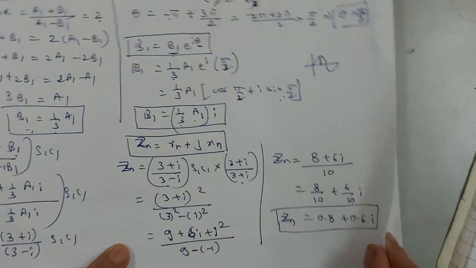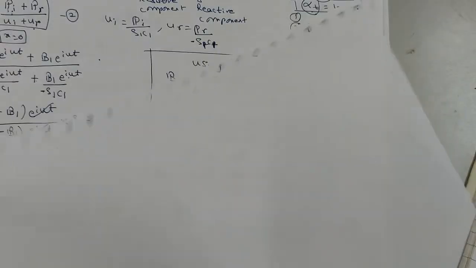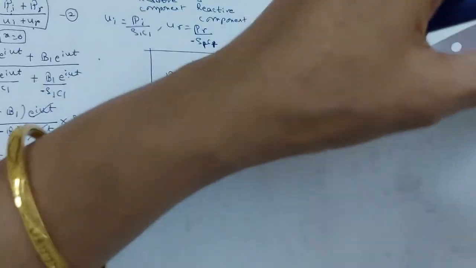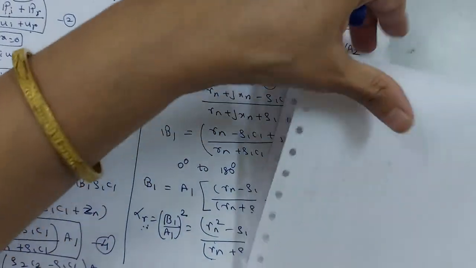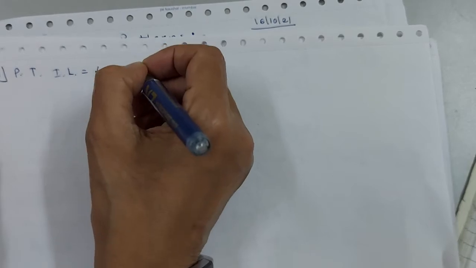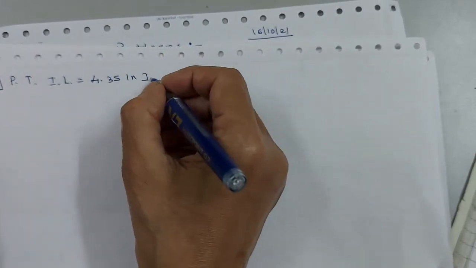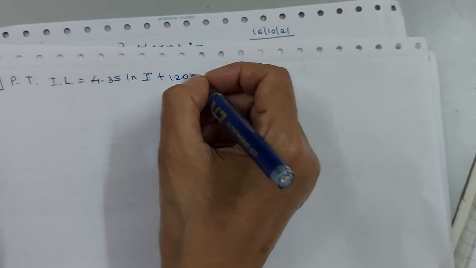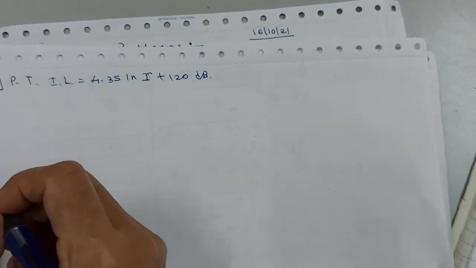So what is that problem? Very interesting one, that you need to know how the expression we are going to write for my intensity level. The question is, prove or show that intensity level IL is 4.35 ln I plus 120 dB. This we need to show or prove.